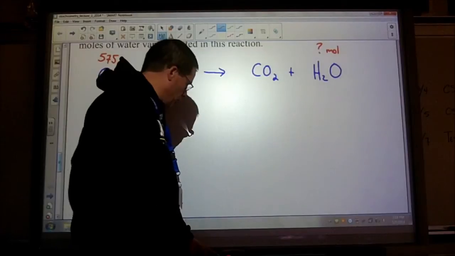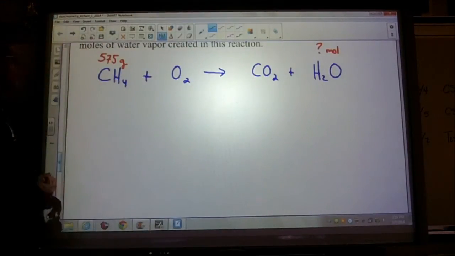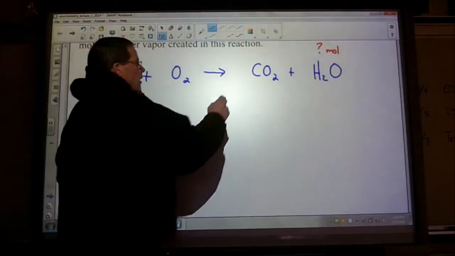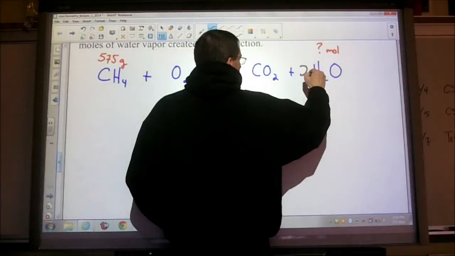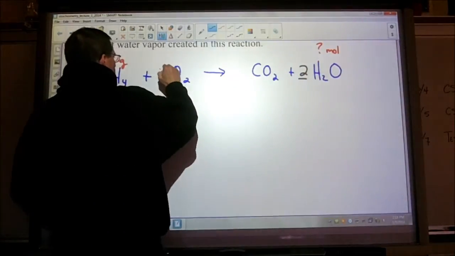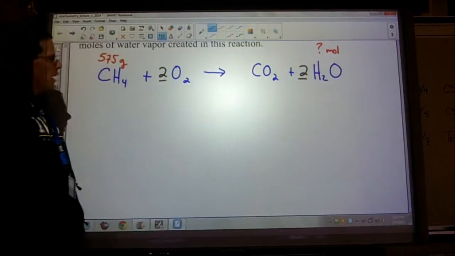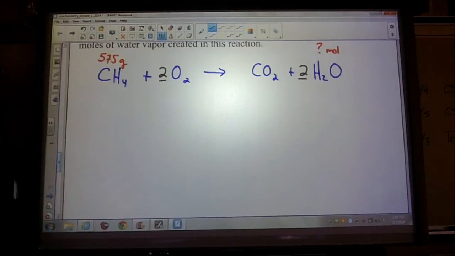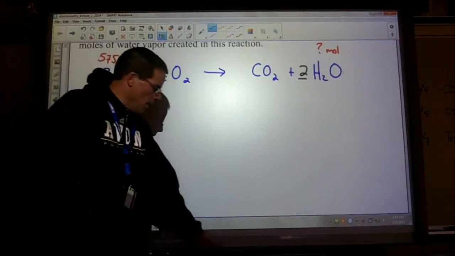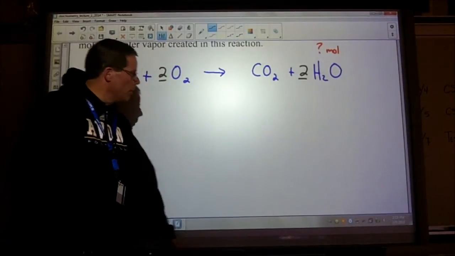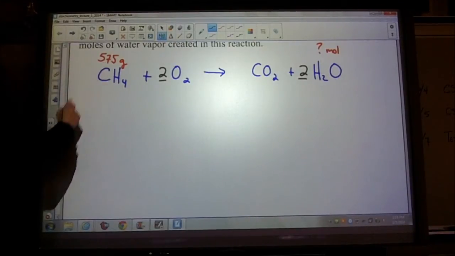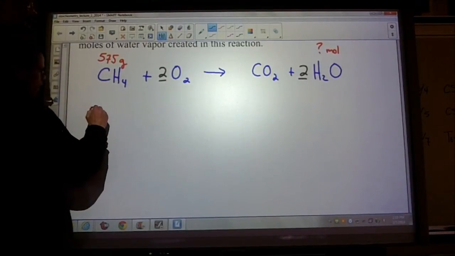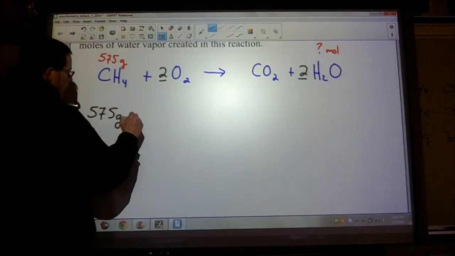So are we balanced? No. We need 2 on O2 and 2 on H2O. Does everybody agree with that? Okay. So what are we going to start with? Start with what you know, which is 575 grams of methane.